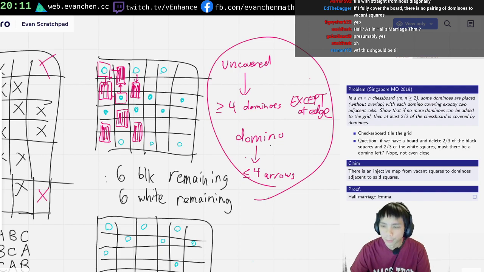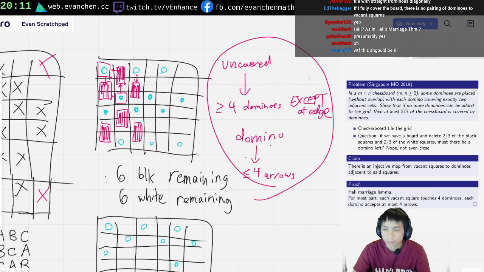Anyways, Hall's marriage lemma. So, for the most part, each vacant square touches 4 dominoes. Each domino accepts at most 4 arrows. I'll actually use arrows. The reason a domino can accept at most 4 arrows is because if there's 5 arrows, then 2 of the arrows give you 2 adjacent squares that let you tile them. So this is assumed saturated.